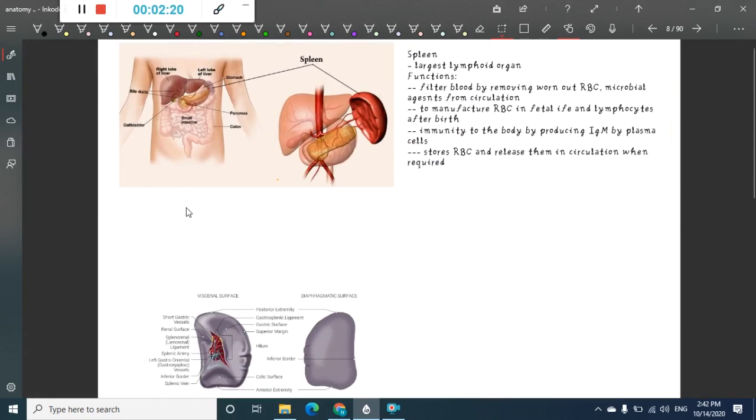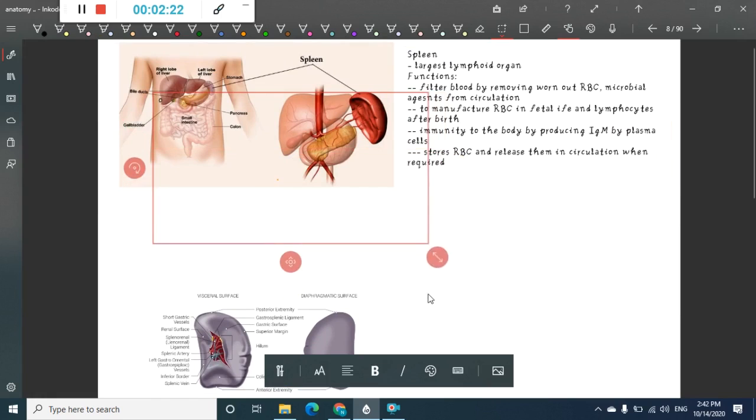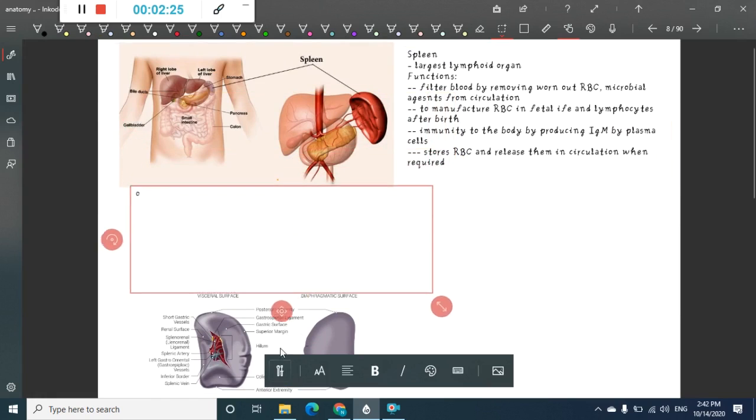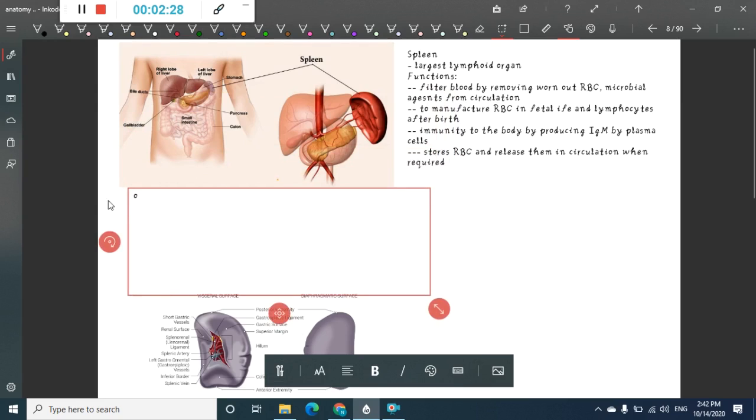Now let us learn about the location of the spleen. Where is the spleen located? It is located in the hypochondriac region, specifically the left hypochondriac region, and it is present above the stomach, between the stomach and the duodenum, and behind the mid axillary line.